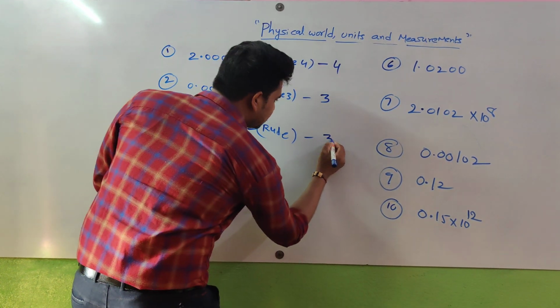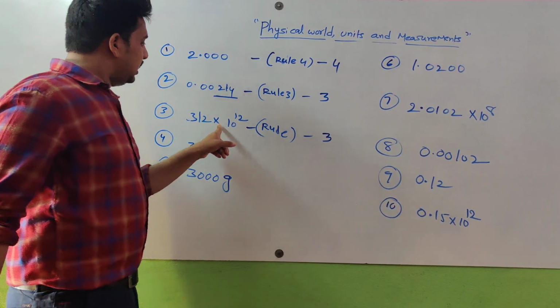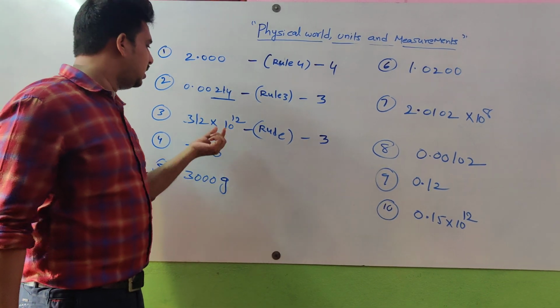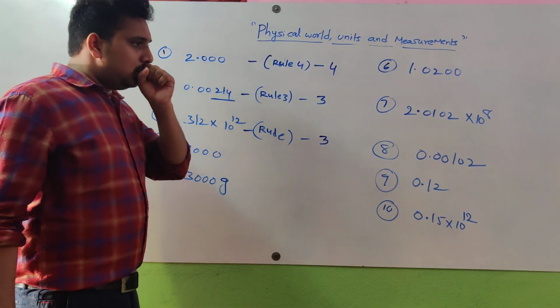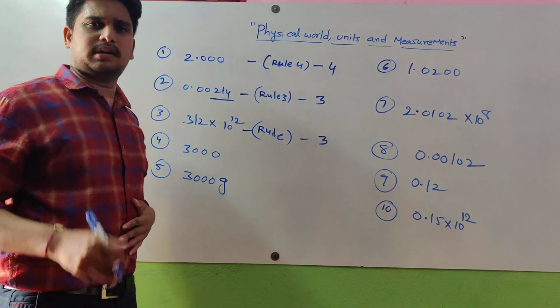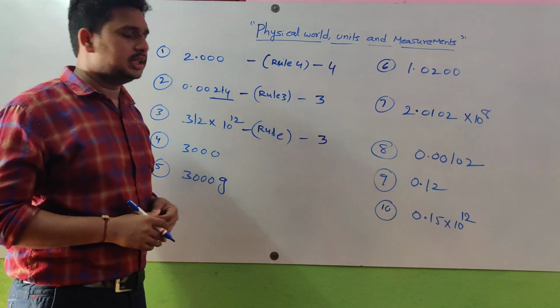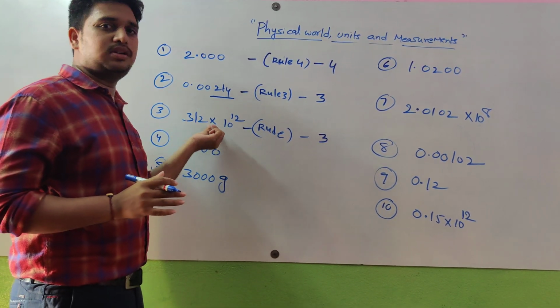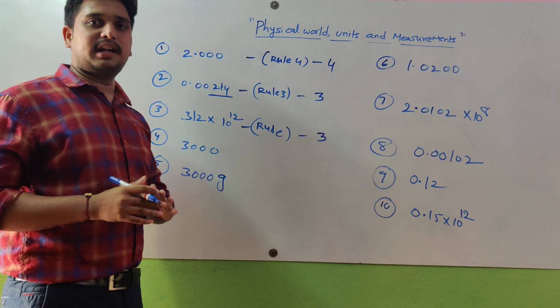That means how many significant figures here? 3. Here the power of 10 is there, but that does not matter. 10 power 12, or it may be 10 power 8, 10 power 15, whatever the power may be, we do not consider it here. We just consider 3, 1, 2 as significant figures.